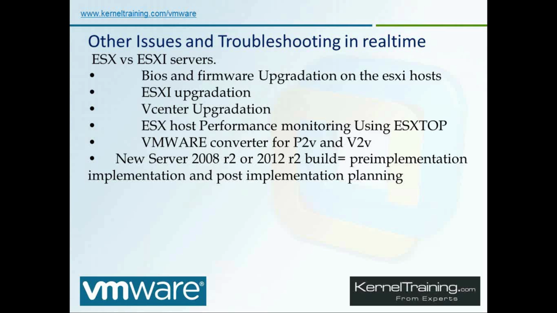In order to upgrade the ESXi host, first we need to upgrade the BIOS and the firmware of the ESXi host. This is a mandatory step, because without upgrading the BIOS and firmware, we cannot upgrade the ESXi host. Before upgrading the ESXi host, we need to check whether vCenter has the proper version for the ESXi version. If not, we need to upgrade vCenter first, and only then can we upgrade the ESXi host. Next, how do we monitor the performance of the ESXi host? You can monitor the CPU, memory, storage, and network performance of the ESXi host using esxtop.